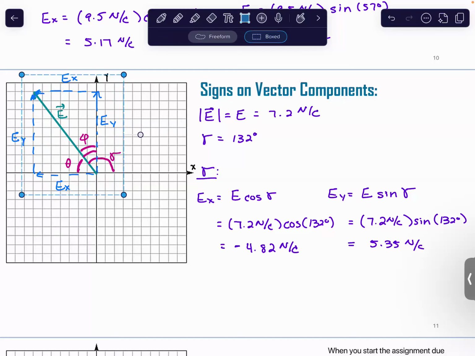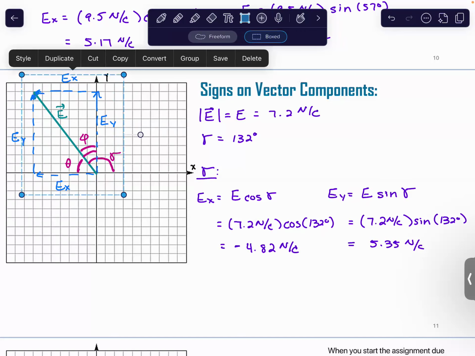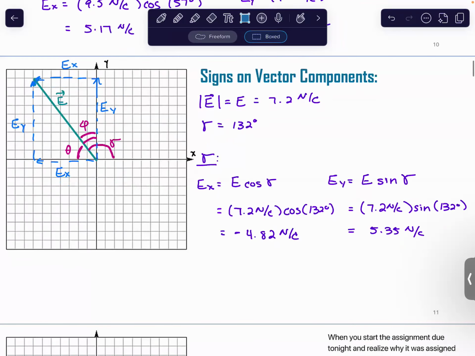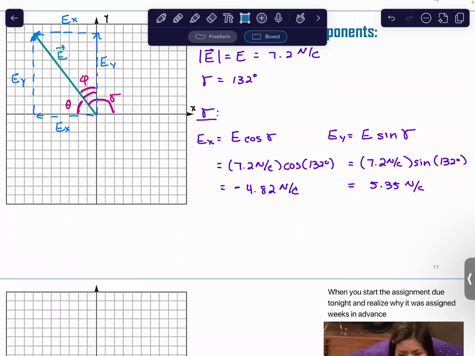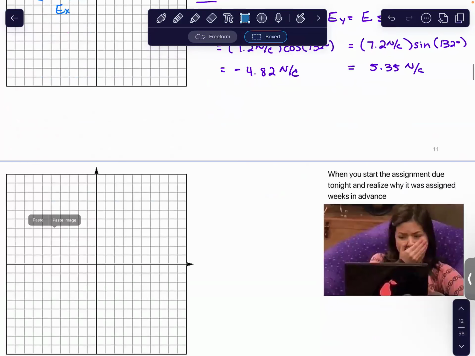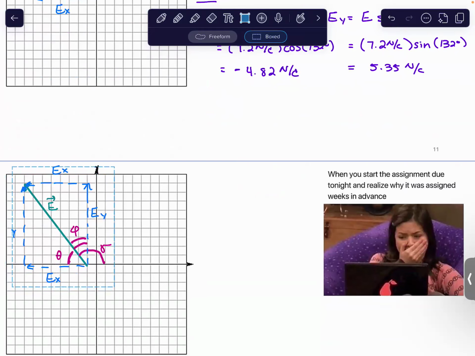Yeah, any quadrant you're in. Try putting an angle in there greater than 180 for the sign. You'll get a negative sign. Not if you're measuring from the positive x-axis counterclockwise. Well, that was very close.